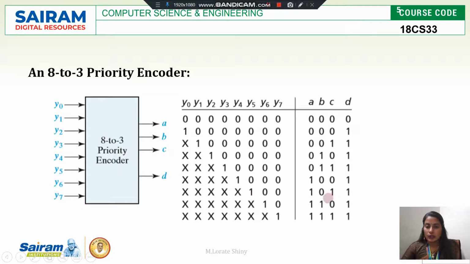1 0 1, we got. Okay. Now last one, Y7 is 1, so you have to get 1 1 1. This is the binary form of 7. Okay. Now we should know why X is marked everywhere, it is marked X X X.